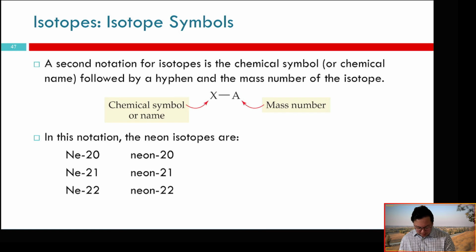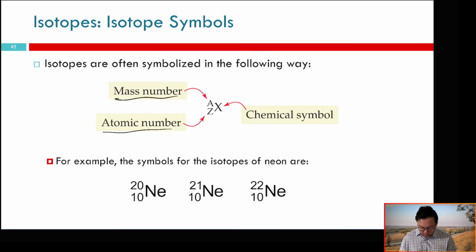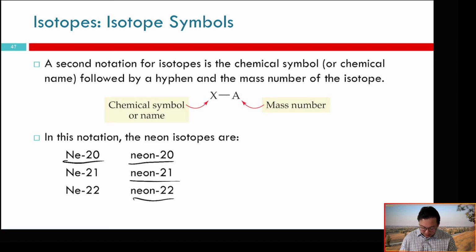So this is just another way to write the isotope. It's another notation. You can write neon 20 as Ne-20, or neon written out, -20, or 21, or 22. This form is not as useful as the previous form that we saw. Neon has 10, right? So we could also write neon as Ne with 20 and then 10 protons, its atomic number.